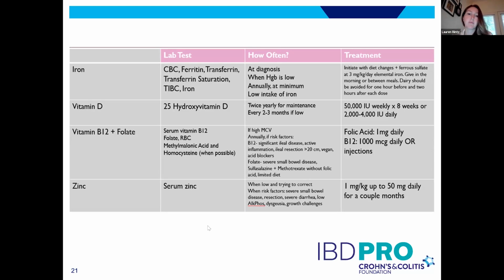And with zinc, we're also checking that primarily with risk factors. So severe small bowel disease, resection, if the patient is having severe diarrhea, or if there's low alk phos and taste changes, we'll check for that. And treatment would be 1 milligram per kilogram up to 50 milligrams daily.